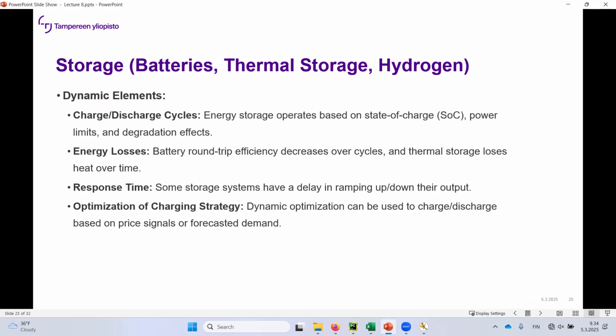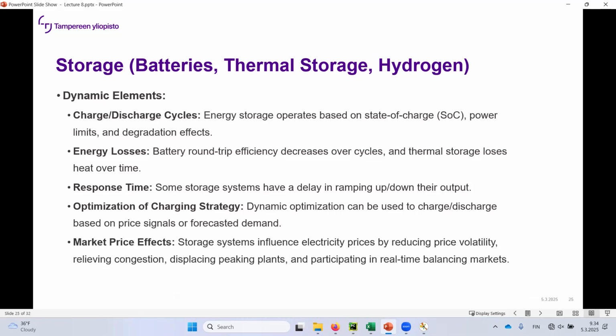So this kind of dynamic optimization is something that we saw in that exercise class that we did. We had some optimization algorithm, and that was utilizing this rolling horizon.